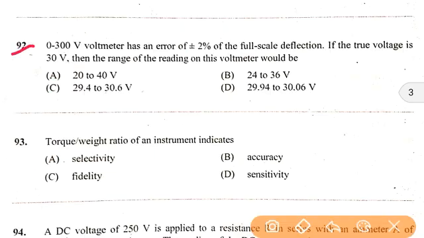In the next question, a 0 to 300 voltmeter has an error of plus or minus 2% of full scale deflection.